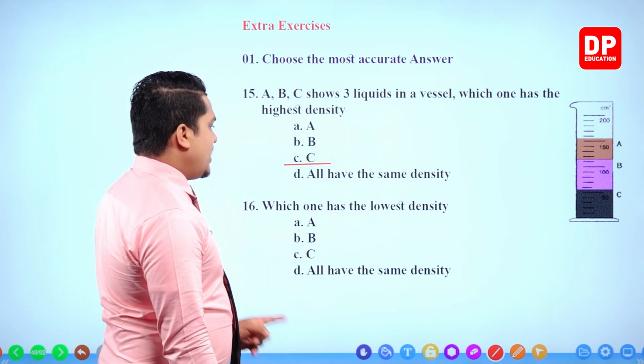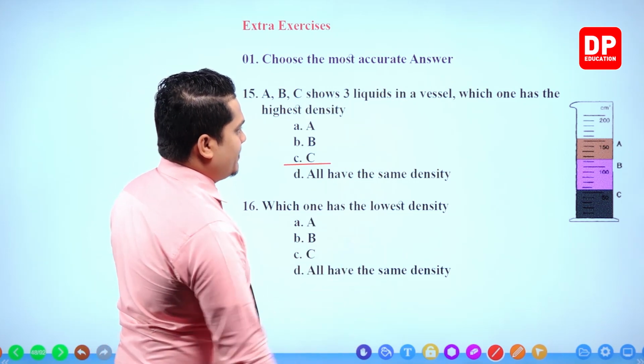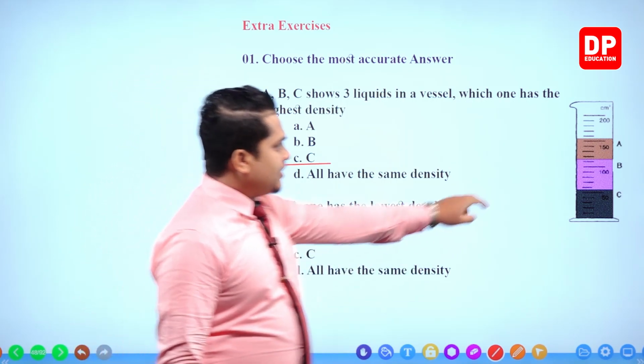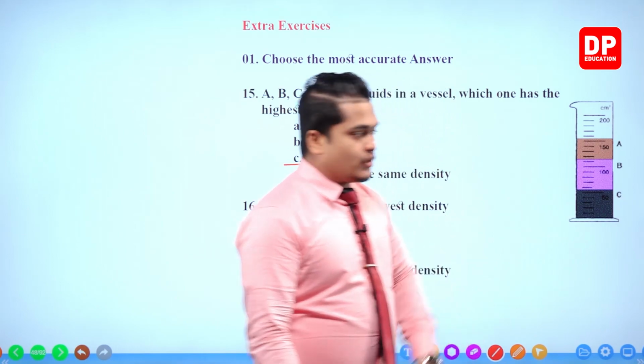Next one. Which one has the lowest density? A should be the answer because A is at the top. A is at the top. C is at the bottom.